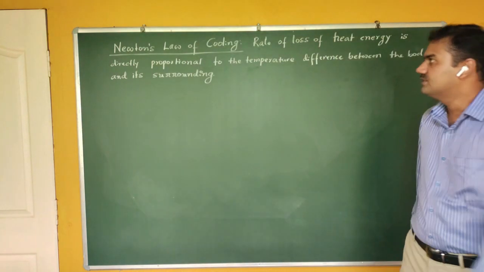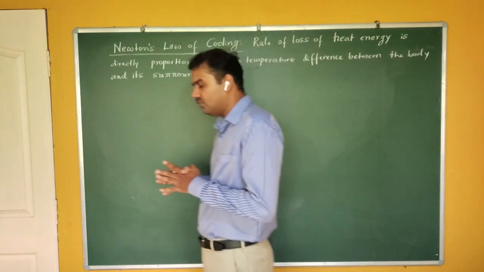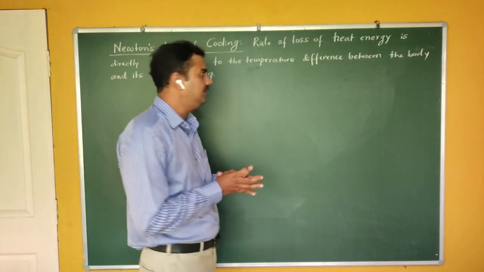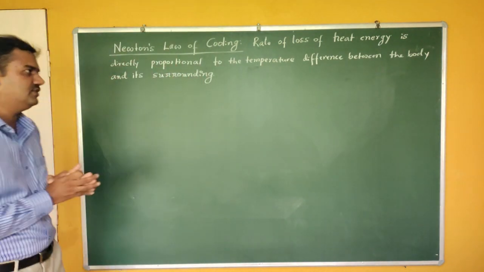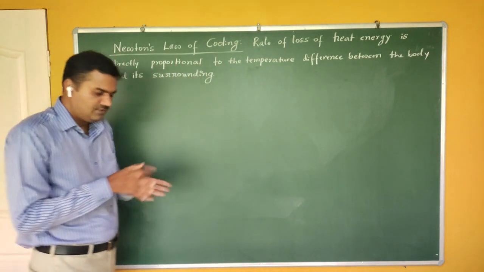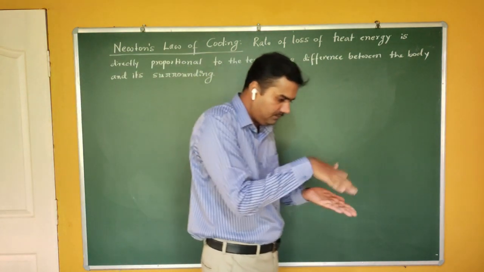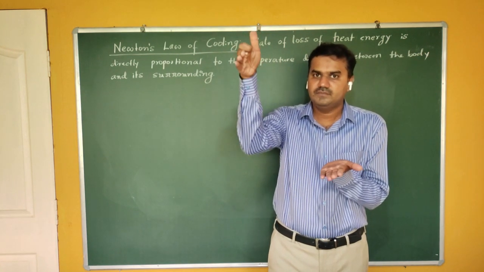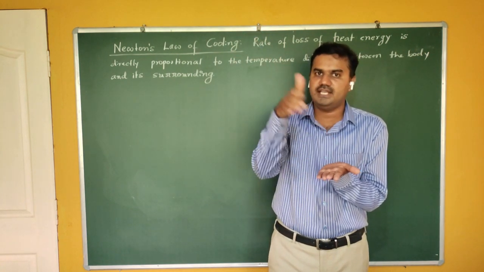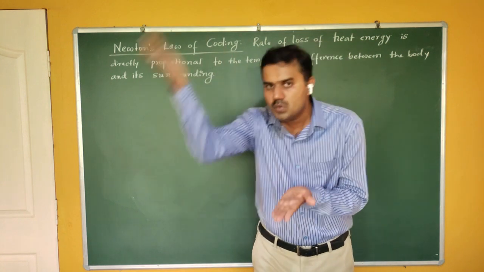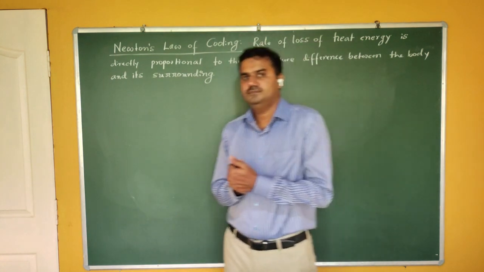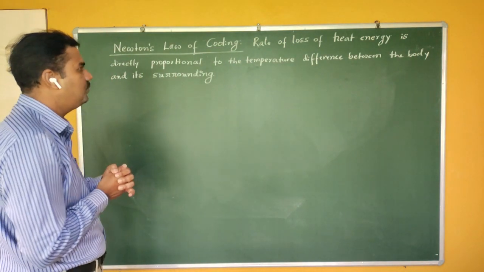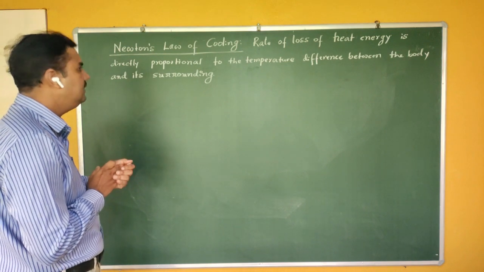Newton says that when it starts cooling, there is a loss of heat energy. He's saying that the loss of heat energy per unit time, that rate, depends on what factors? It depends on the temperature difference between the body and the surrounding. As the material starts attaining the temperature of the surrounding, the temperature difference decreases, and then it takes more time to fall. Therefore, he is saying that the rate of loss of heat energy is directly proportional to the temperature difference between the body and the surrounding.